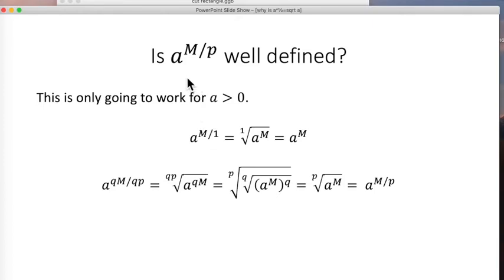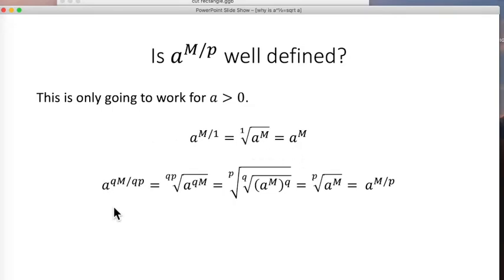Is this a well-defined concept here? Well, first of all, it's only going to work for a positive, at least when p is even. But also, we've got a definition now for a to the m over 1. Well, but we've already got a definition for a to the m. They'd better be the same, or we're in trouble. Well, our new definition for a to the m over 1 is the first root of a to the m, and that is a to the m, so good, we're okay.